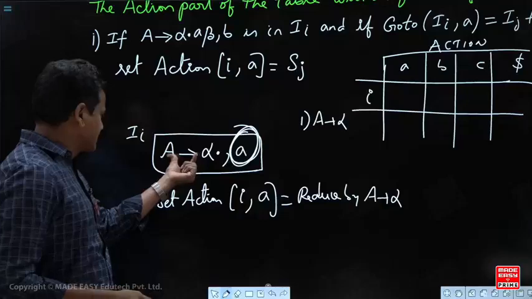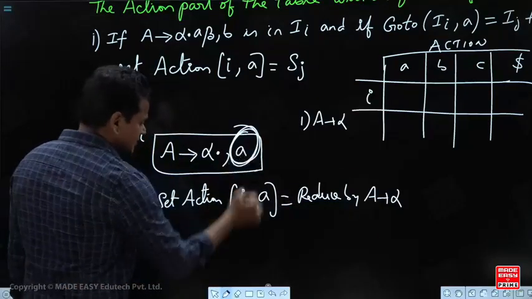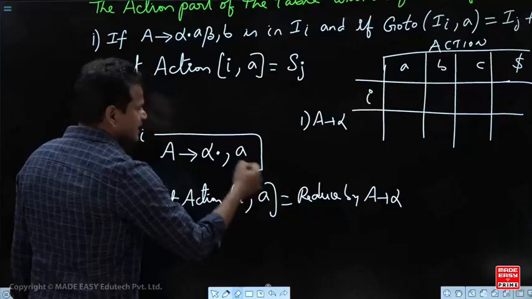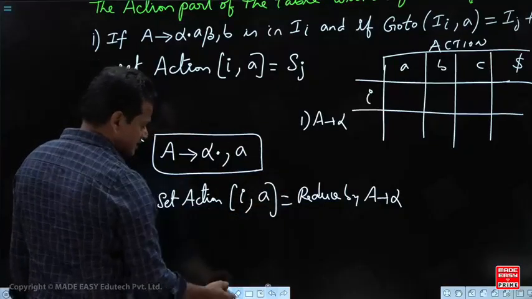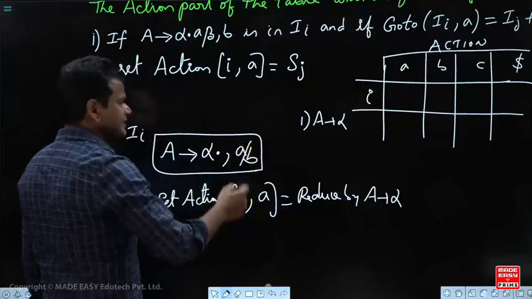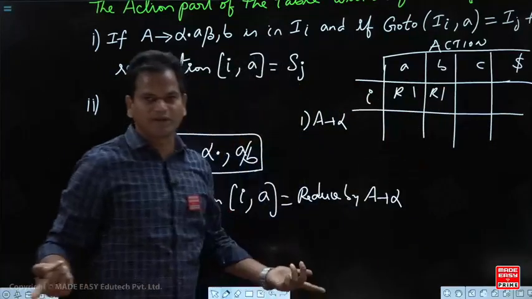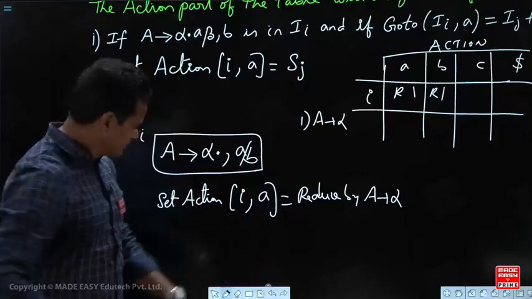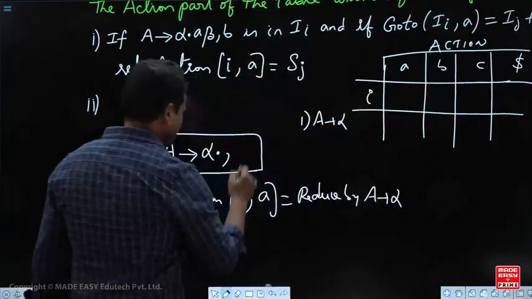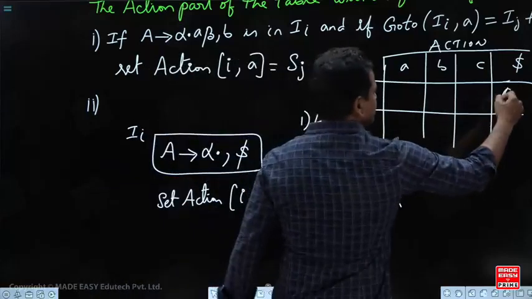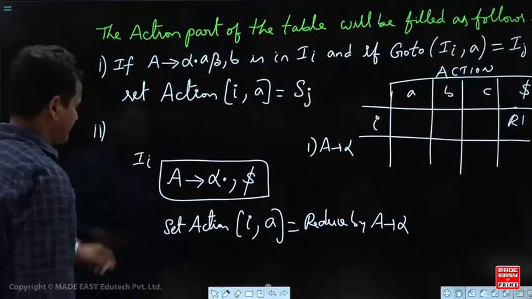If the production number is 1, R1, number is 2, R2, and which column? Whatever the look ahead. If the look ahead is a, we write the reduce by A. Suppose the look aheads are a and b, then in the ith row, ath column, ith row, bth column, in both places we write the reduce 1. Simple. If the look ahead is dollar, then in the dollar column also, we write the reduce 1. Simple. Got it? Now the second rule.